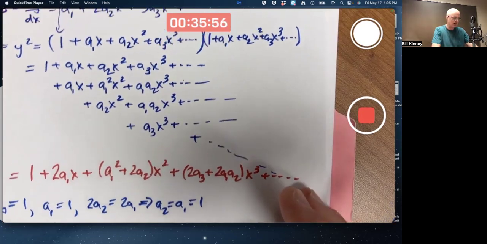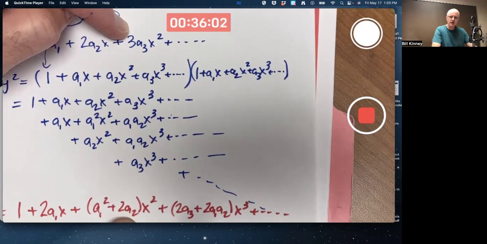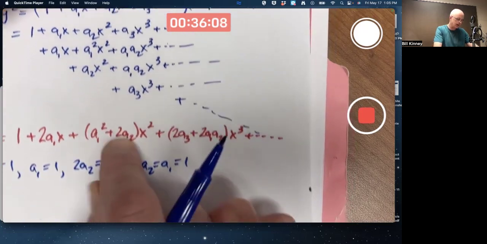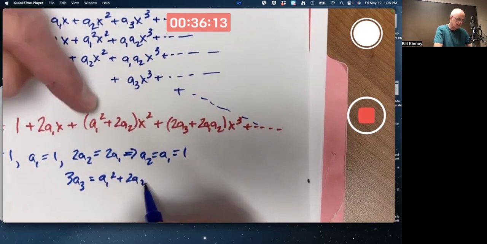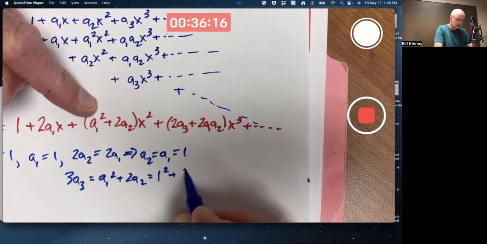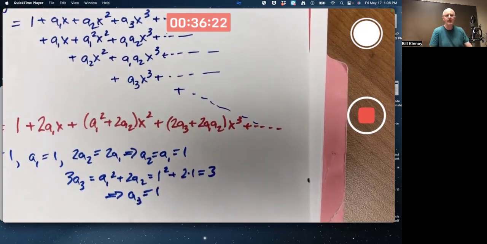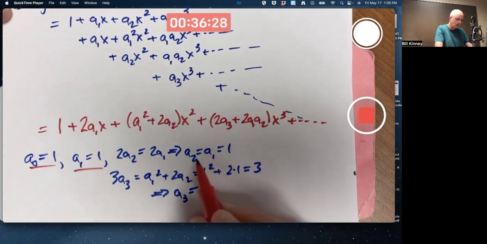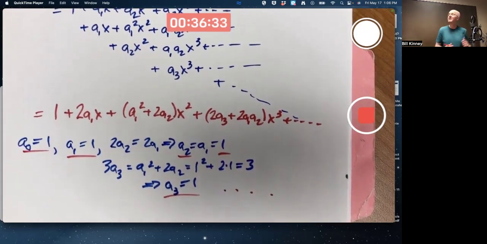Does that continue? Look at the x squared terms. 3a3 must be a1 squared plus 2a2. The coefficients of x squared have to match. 3a3 must equal a1 squared plus 2a2. Looking there, which is 1 squared plus 2 times 1, which is 3. So a3 must be 1 as well. 1, 1, 1, and 1. Does the pattern continue? Yes, it does. a4 is 1, a5 is 1, a6 is 1, forever and ever. All the a's are 1.